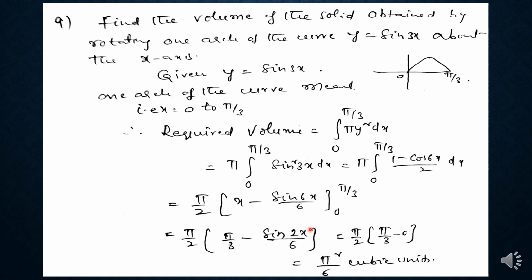By substituting the lower limit x is equal to 0, this becomes 0, this is 0 and this is also 0. So pi by 2 into pi by 3, that means pi square by 6 cubic units.